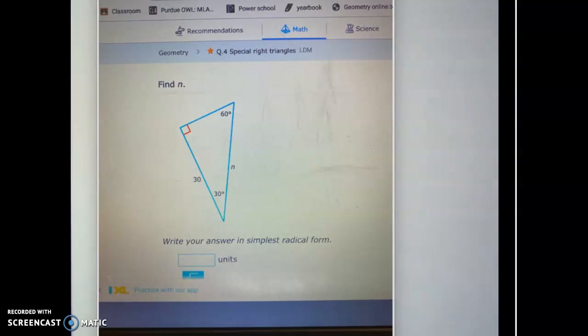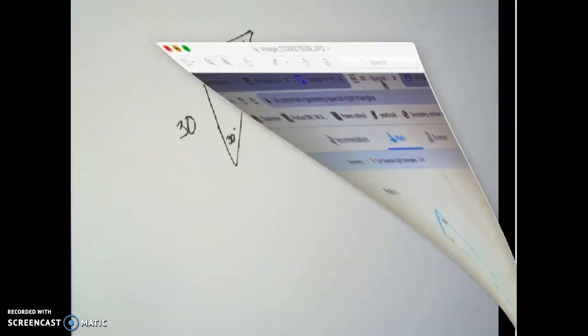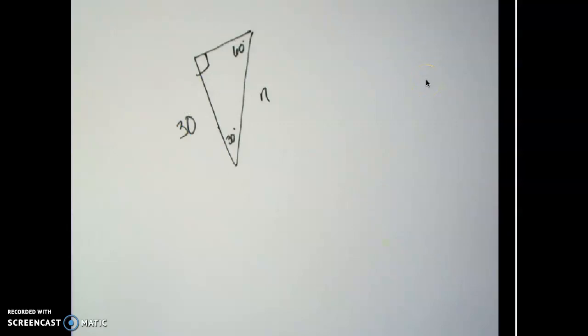On this problem, we have a 30, 60, 90 triangle, and we are given the long leg is 30 units, and then we are asked to find the hypotenuse. Here, that's n. We're also asked to have our answer in simple radical form. So remember, with 30, 60, 90 triangles, it's all about the short leg.